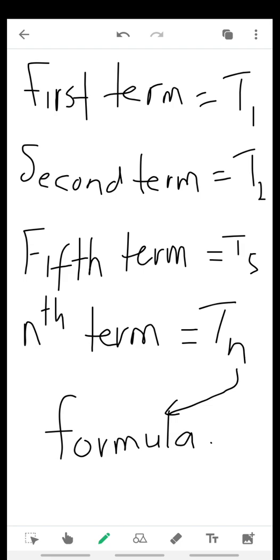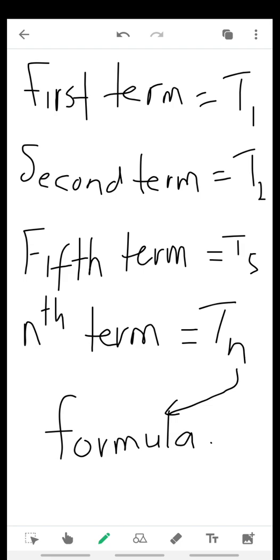I'm still using the example of 2, 4, 6, 8, 10, which is the sequence that I'm using as an example. So what will be 2? You said to me 2 will be the first term. And if it's the first term, symbolically, how do I represent the 2? I'll say T1 equals 2. T1 stands for first term. First term equals 2. Hence, T1 is the symbol that represents the first term.